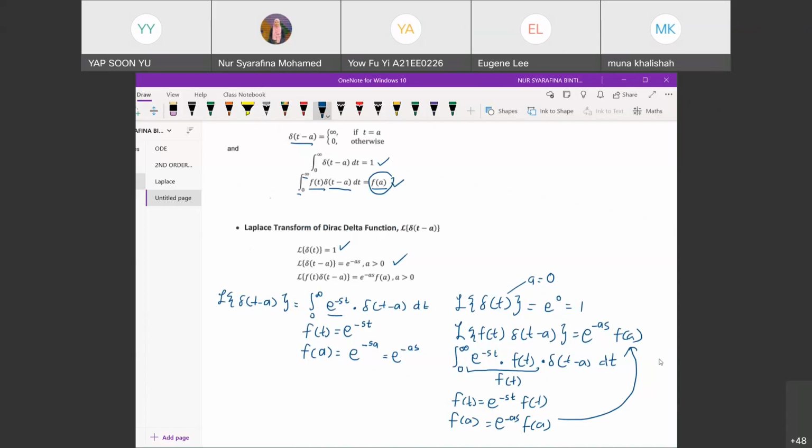Whatever it is, in terms of the proving process, you always need to come back to the definition of the Laplace transform. So this is how we obtain the transform version of the Dirac delta function. Is that clear or not, guys? Are we clear?